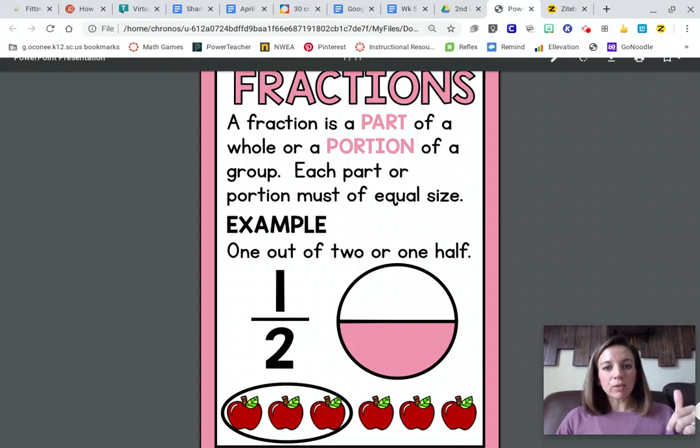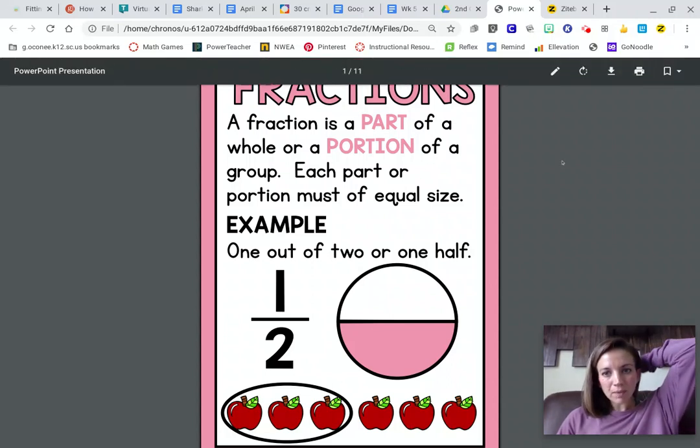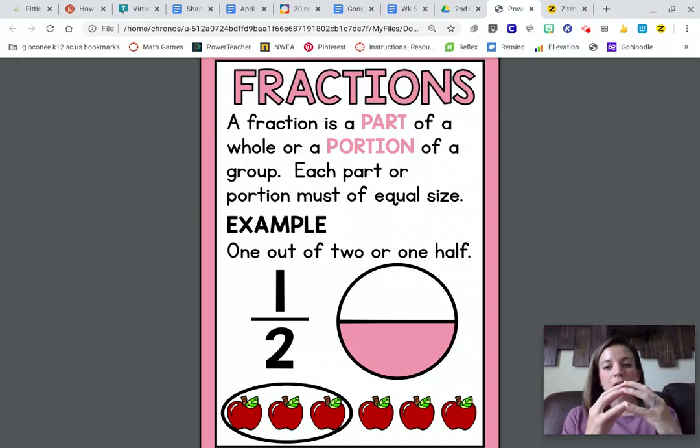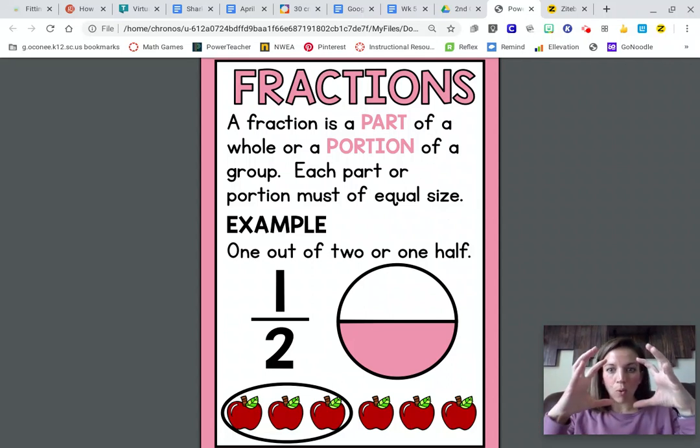So when you're looking at this fractions card, it says fractions at the top, and it says a fraction is a part of a whole or a portion of a group. So a fraction is a small part of an entire shape or an entire object. It can be anything. You can have a fraction of a piece of paper, a fraction of a cookie, a fraction of a shape, a fraction of a room. It can be all kinds of different things. So a fraction is a small part of the whole thing.